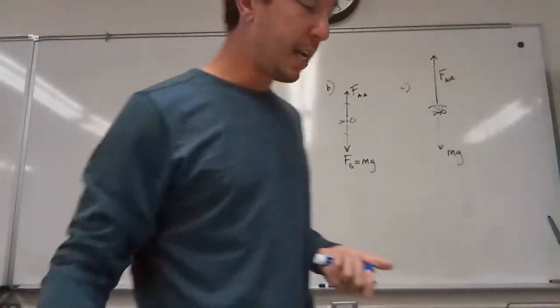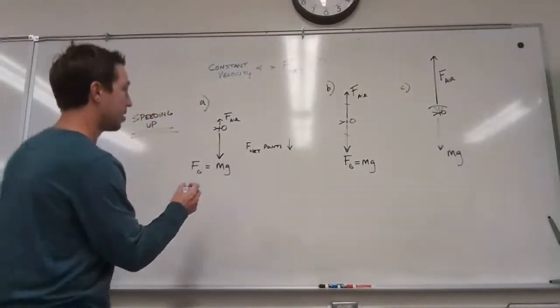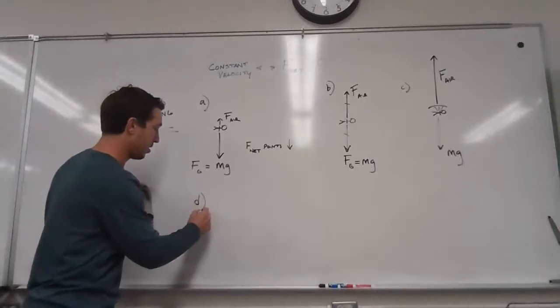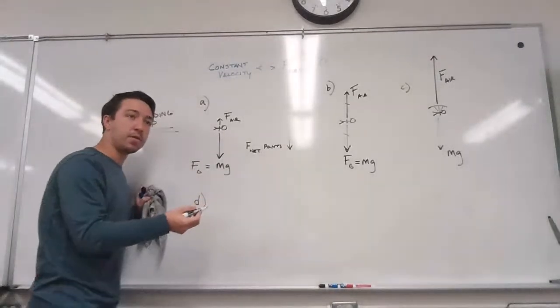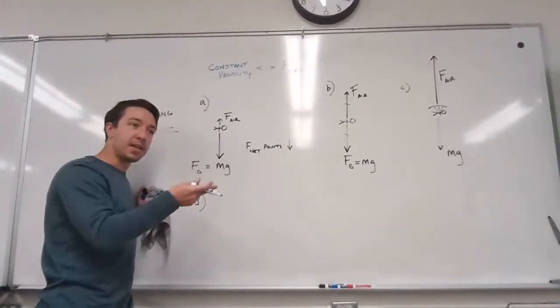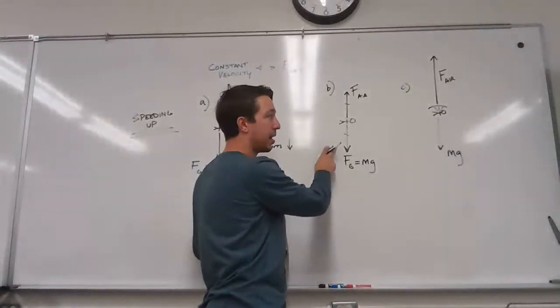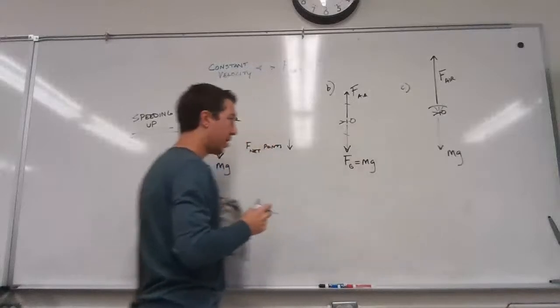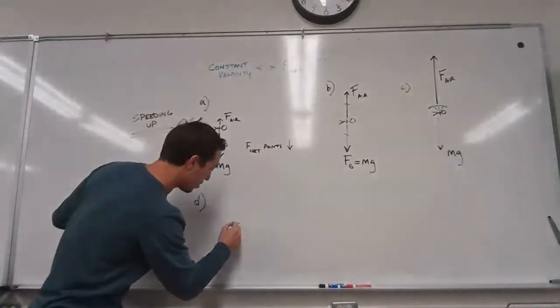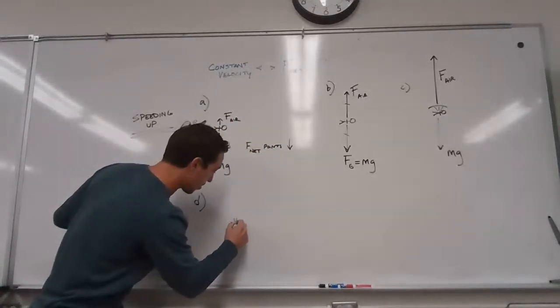Okay, so then part D is he's at terminal velocity again. So if you're picturing this process, he hit terminal velocity, and then he deploys the parachute, and now he's still got the parachute.